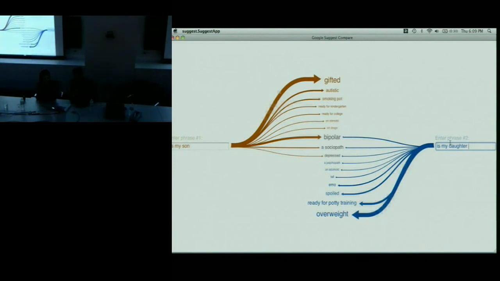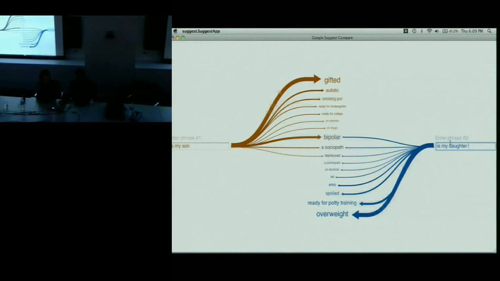But I will say in different areas of the country, you get different results for this. Here, it seems like New Yorkers are worried about their daughters being overweight, whether their sons are gifted. We did a demo in the South where "is my son homosexual" was by far the largest worry. And "is my daughter pregnant?" Yeah, so I think there's definitely something going on.